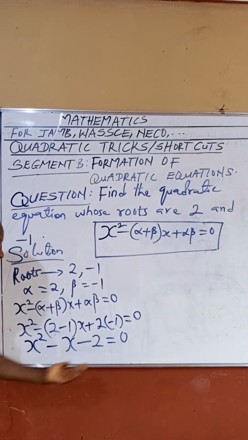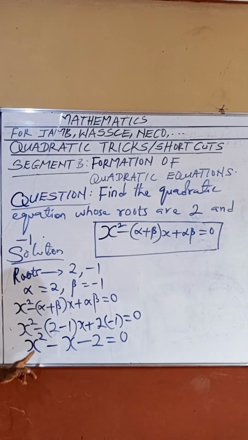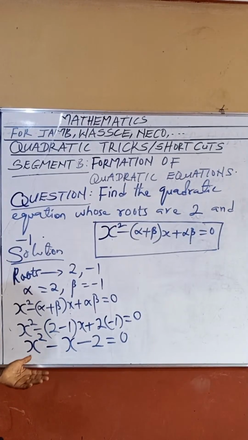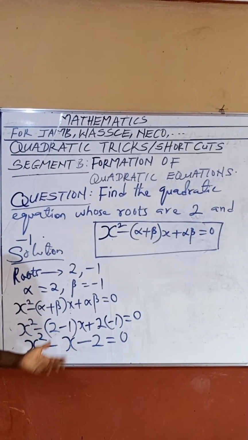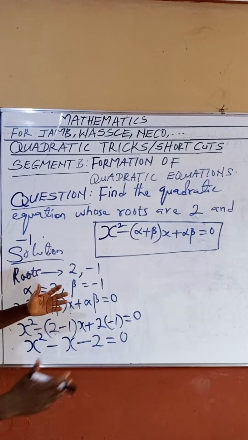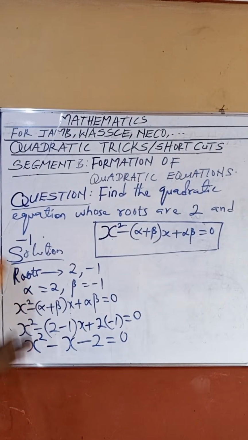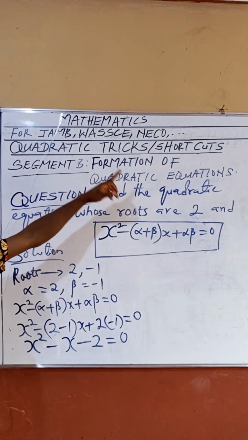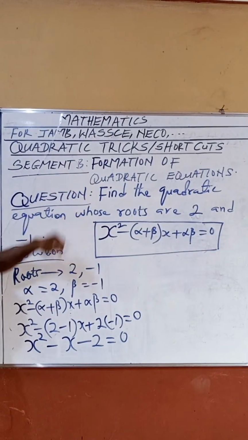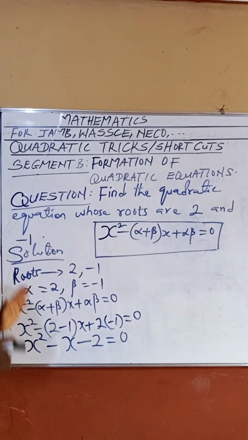Yes, this is a quadratic trinomial. I call it trinomial because there are 3 terms. Binomial means 2 terms, like difference of 2 squares. There are usually 2 terms. This is x squared minus x minus 2. So I do hope we understood this. This is the first question under formation of quadratic equations, and that is segment B. All right? So this is segment B. I do hope you understood this.